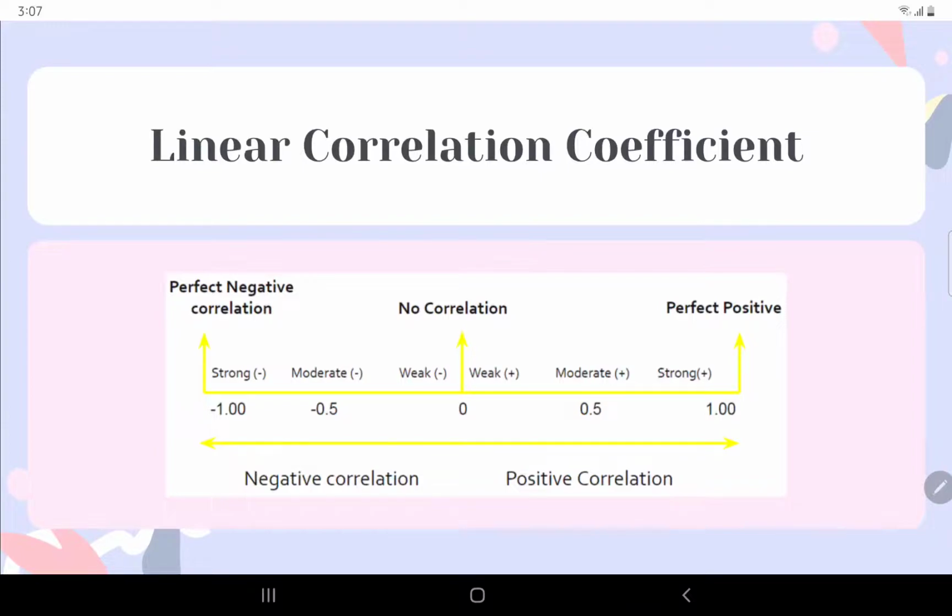So yang ni correlation coefficient, okay, if it is close to 0, okay, it means it has no correlation. So kalau positive, okay, here is weak, moderate and strong, and perfect positive correlation. Here kalau antara negative 0 until negative 0.5, it is weak, and then moderate, weak negative, moderate negative, strong negative, and negative one is the perfect negative correlation.